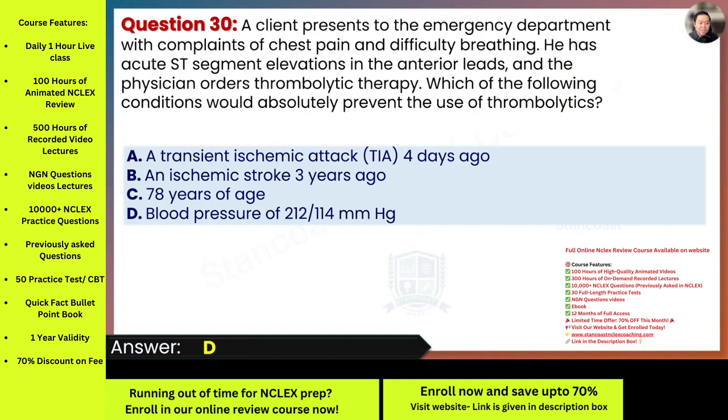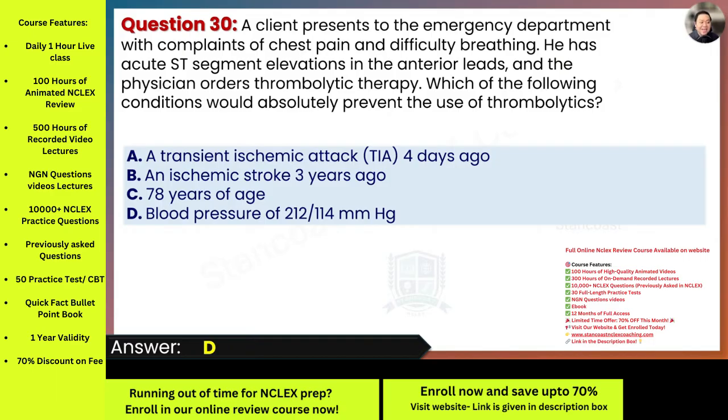Now, what about letter B? Ischemic stroke 3 years ago. So this is also not an immediate contraindication to the therapy. While the past stroke may increase the risk of bleeding, 3 years is a significant amount of time for the brain tissue to heal, which also reduces the risk of another bleed. And the healthcare provider will assess the other factors like the severity of the current heart condition, but this alone does not absolutely prevent the use of the thrombolytics. So this is also incorrect.